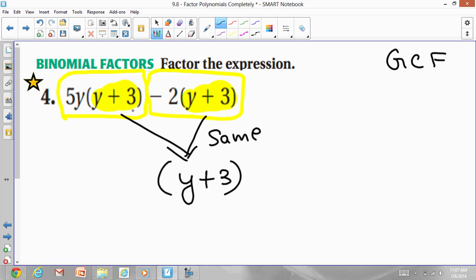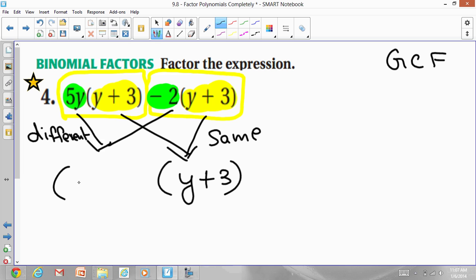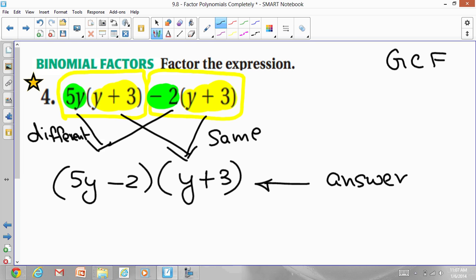The remaining parts, which I'm going to highlight, are 5y and minus 2. They are different, so they are the leftovers. Anything that is different, I'm going to open a parenthesis and dump it inside. So 5y minus 2 goes inside, and this is the answer. They're not asking you to solve anything. They just want you to factor the expression, and this is it.